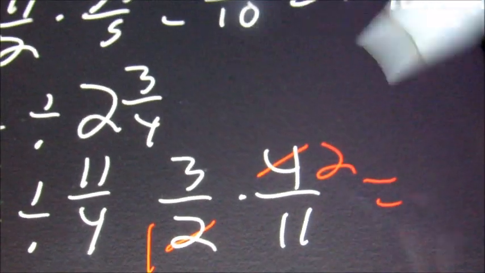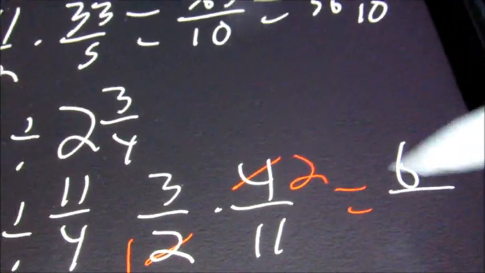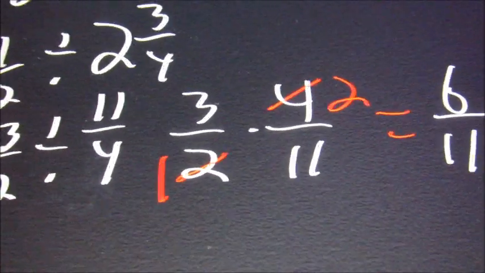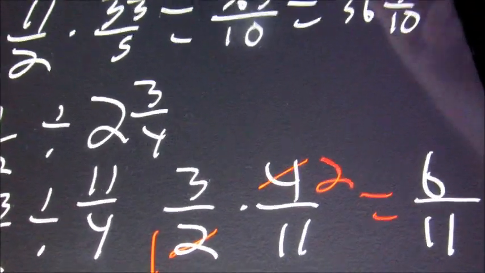When I multiply, 3 times 2 is 6. 1 times 11 is 11. So that's how we'll do the division ones.